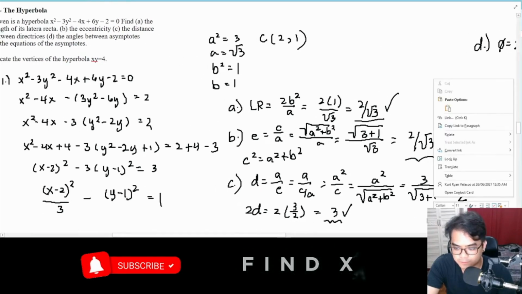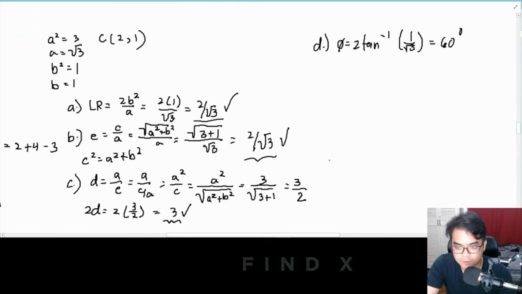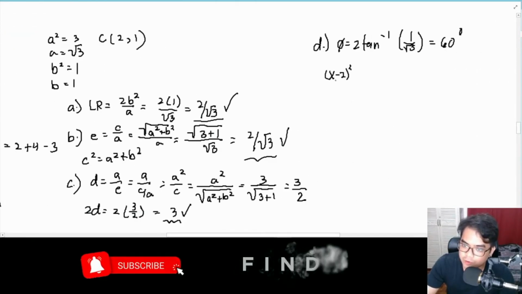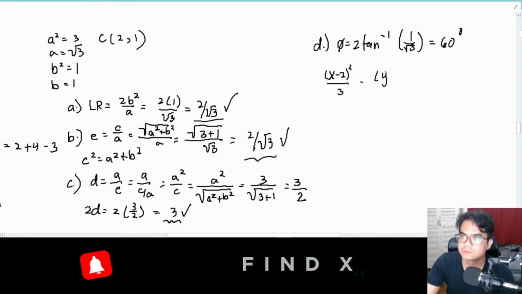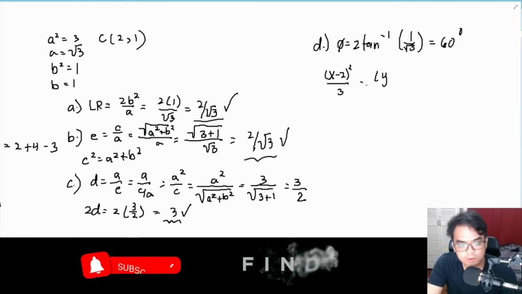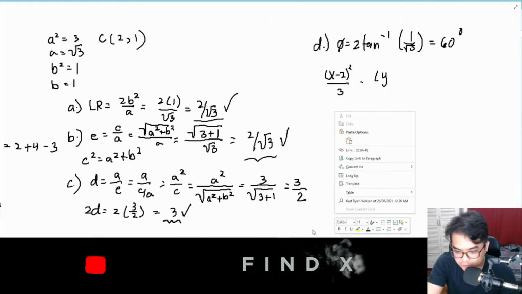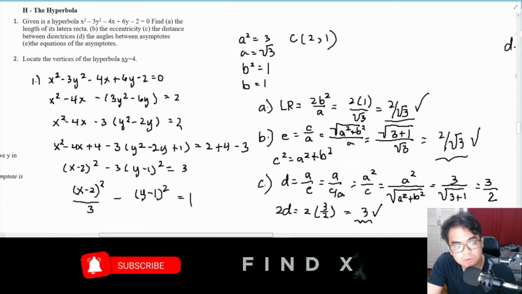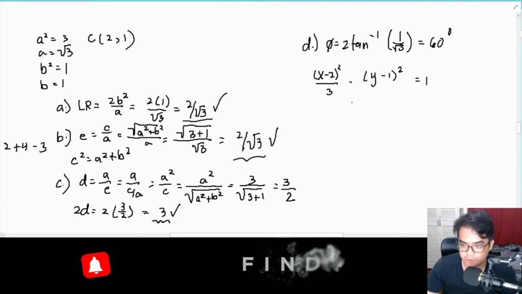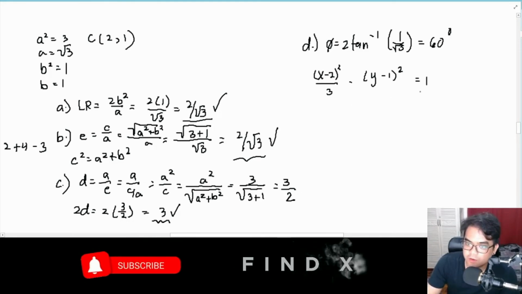Okay. That is x minus 2 squared all over 3 minus, that is y minus 1. Y minus 1 squared equal to 1. And then this is letter E, right? This is letter E.